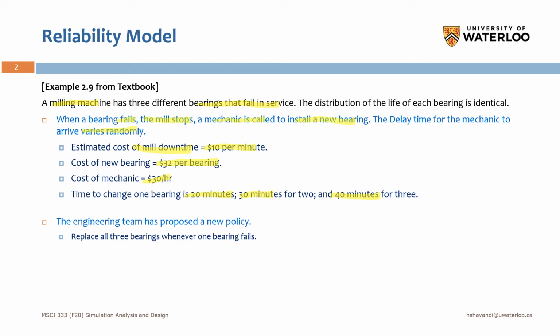This is our current policy, but the engineering team has proposed a new policy: replace all 3 bearings whenever one bearing fails. So when we have a failed bearing and we have called the mechanic, the mechanic will replace all 3 bearings. I mean, the other 2 are working, but we replace them as well. So this is the new policy.